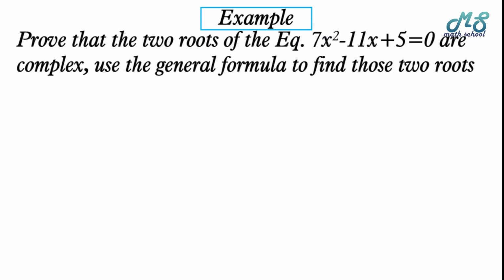Let's have an example, guys. Prove that the two roots of the equation 7x squared minus 11x plus 5 equals 0 are complex. Use the general formula to find those two roots. First guys, we will determine the type of the two roots. The equation 7x squared minus 11x plus 5 equals 0. In the general formula, we can find a, b, and c. A equals 7, b equals negative 11, and c equals 5.